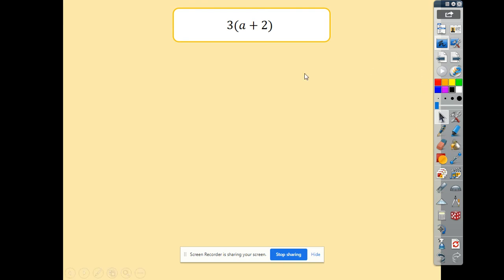So the first thing I'm going to do is say, okay, let's look inside the brackets, because we do the brackets first. We've got a plus 2. So let's use our multi-link cube to represent a, and then our 2 little ones to represent our 2. So I've got a plus 2 in my brackets. Now this is telling me I've got 3 lots of this. So let's add to that. It's another lot and another lot. I now have 3 lots.